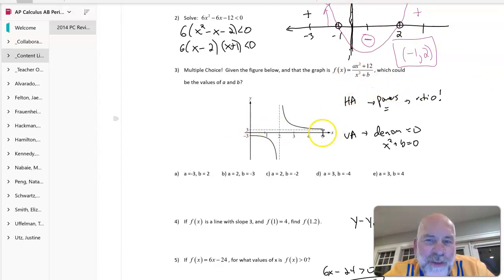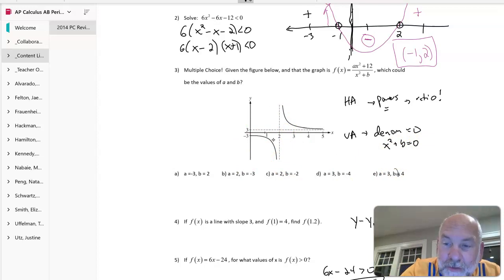But the horizontal asymptote is kind of weird here because I see on one side it says -3, on the other side it says +3. Which one's a horizontal asymptote? Kind of confused. So let's go to the vertical asymptote. I just thought I'd review that. You don't actually need to look at the horizontal asymptote to do this problem. Vertical asymptote is when the denominator is equal to 0. The denominator is x squared plus b, so that's got to be equal to 0. And I can see I've got a vertical asymptote at 2. So this denominator has to be 0 when x is equal to 2.